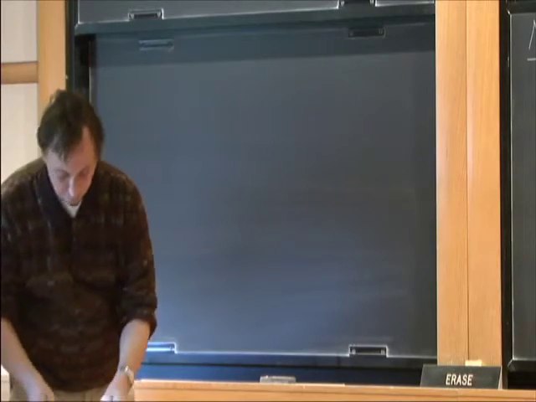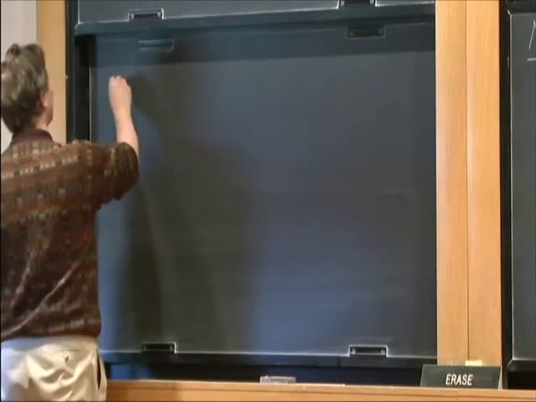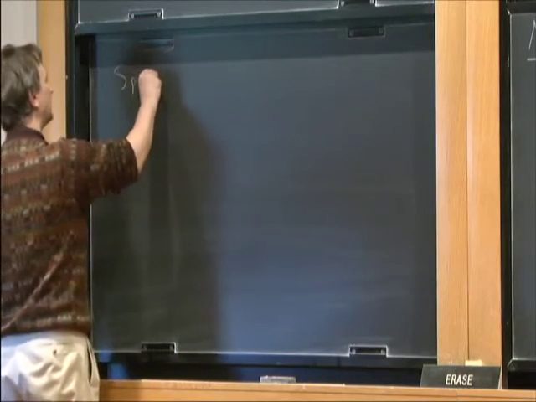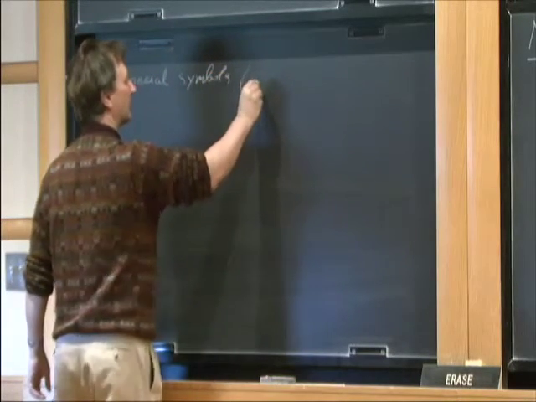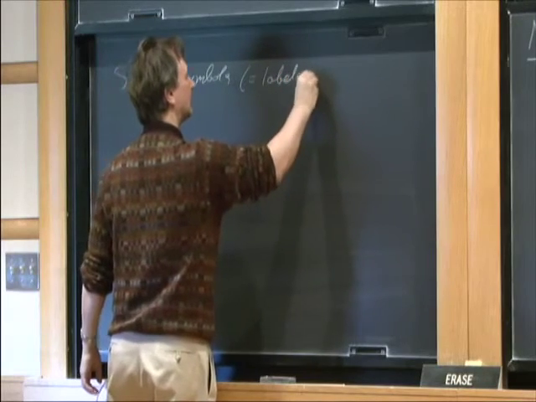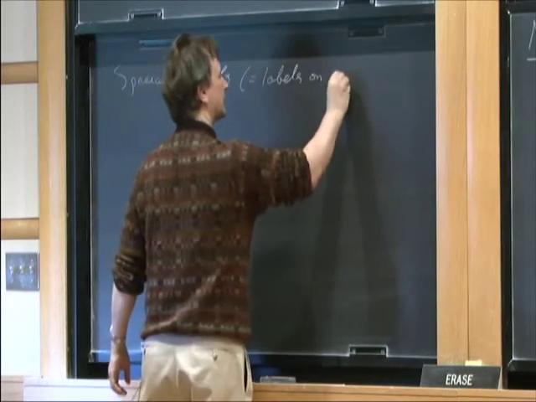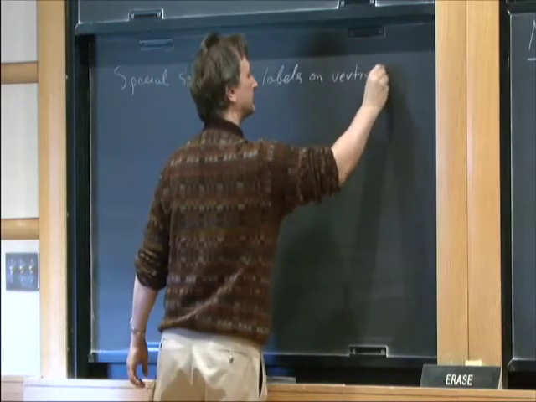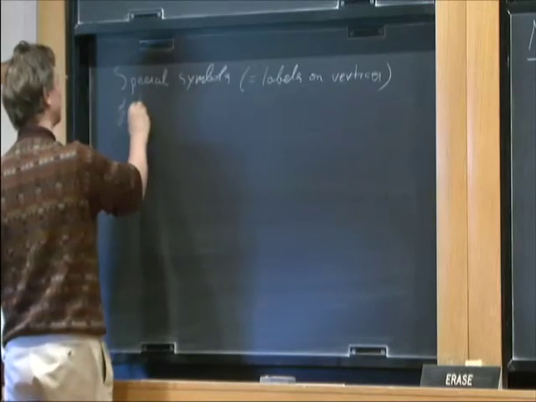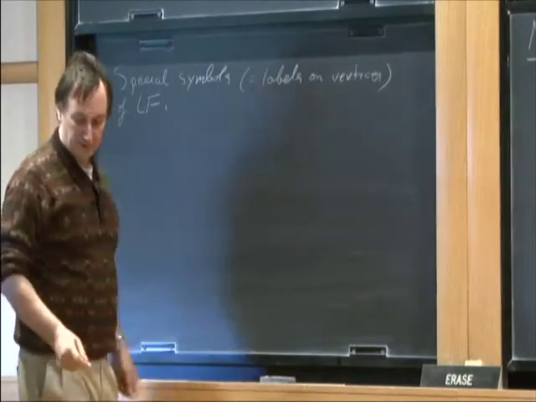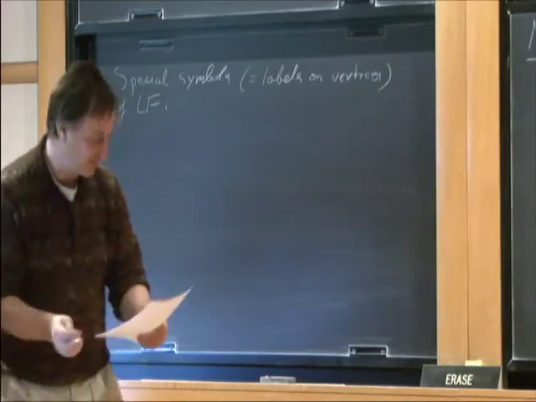So the special symbols in this case, or equivalently the labels on vertices of trees of LF, are as follows. There are the following ones. There are 1, 2, 3, 4, 5, 6, and 7 of them.